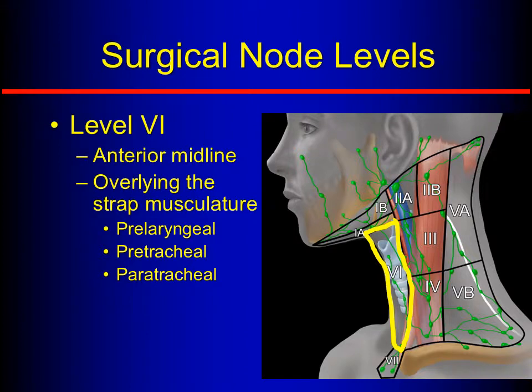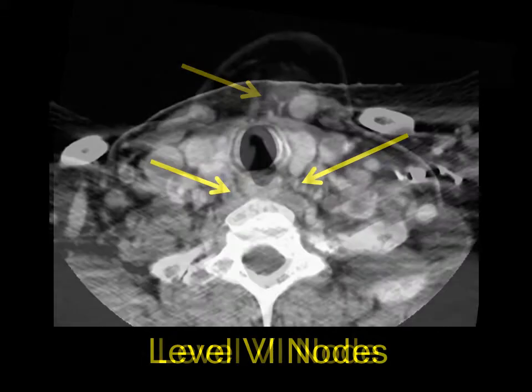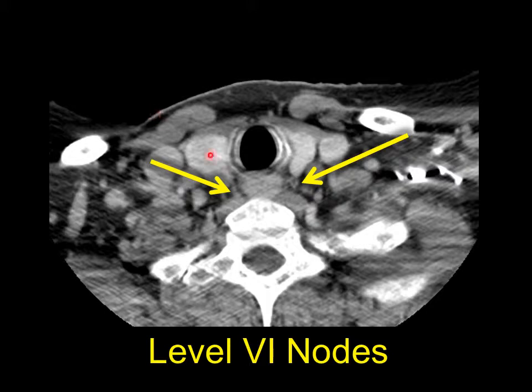We can think about these lymph nodes as all the nodes that are between the common carotid arteries below the hyoid. And this is going to include the prelaryngeal, the pretracheal, and the peritracheal nodes. So here's an example of a level 6 lymph node in front of the strap musculature below the hyoid. And here are some other level 6 nodes.